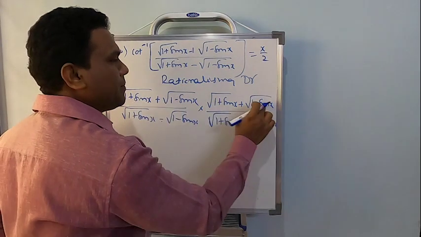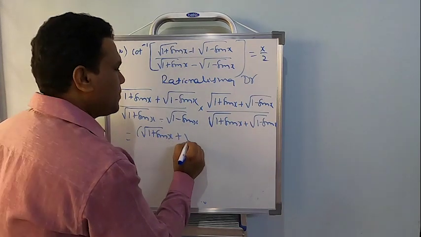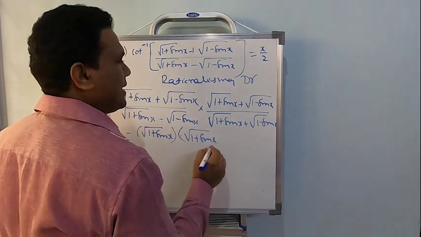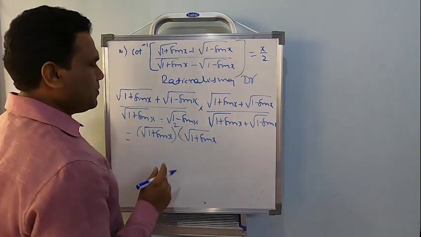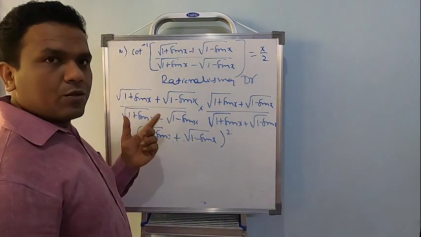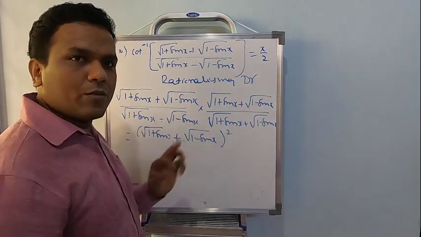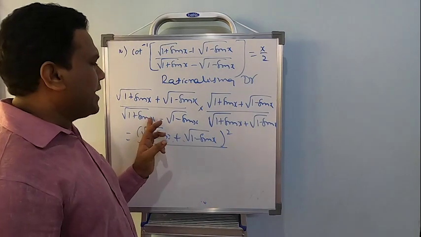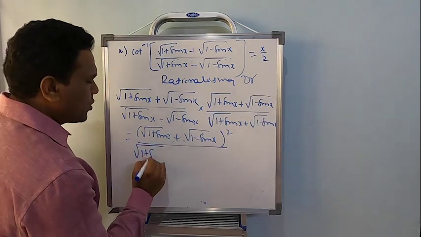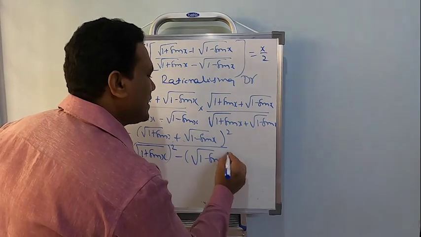Numerator is something like a plus b multiplied by a plus b. So it becomes root of 1 plus sin x plus root of 1 minus sin x multiplied by the same, so a plus b the whole square. But look at the denominator. The denominator is a minus b multiplied by a plus b, a square minus b square. So what is a square? Root of 1 plus sin x the whole square minus root of 1 minus sin x the whole square.